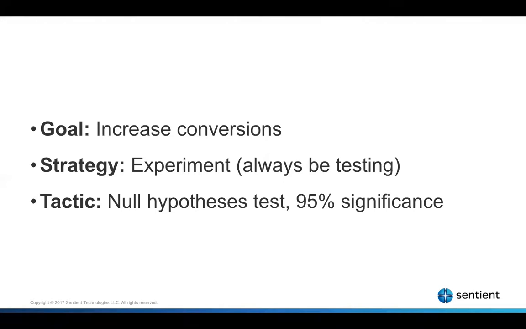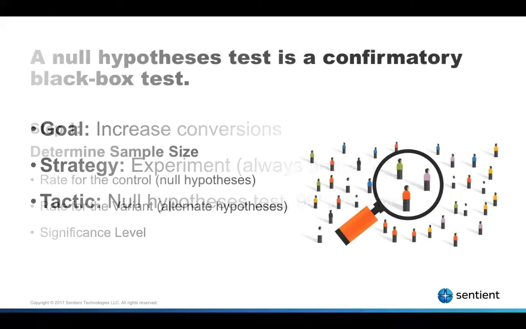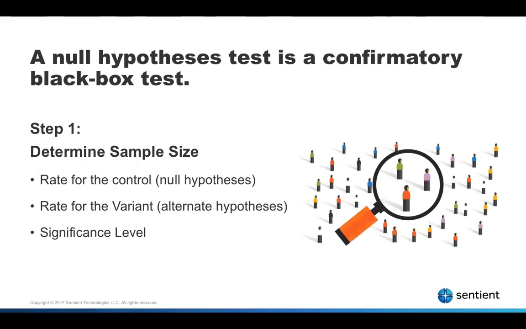Strategy, experiment. So the mantra is always be testing, so let's test. And here's a tactic. Let's talk about a null hypothesis test and 95% significance. Now this talk is not going to be a statistical talk. What I want you to do is to think high level. This is about what we're doing when we do a test.